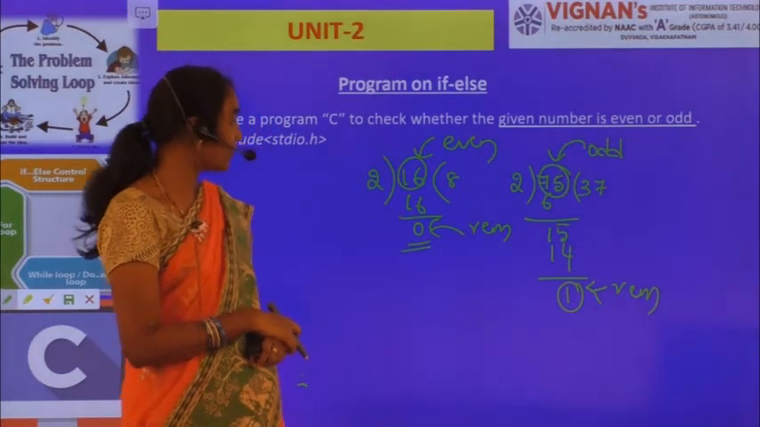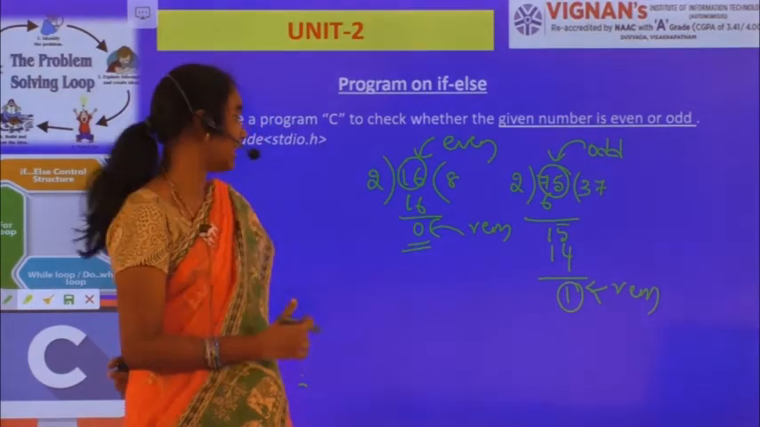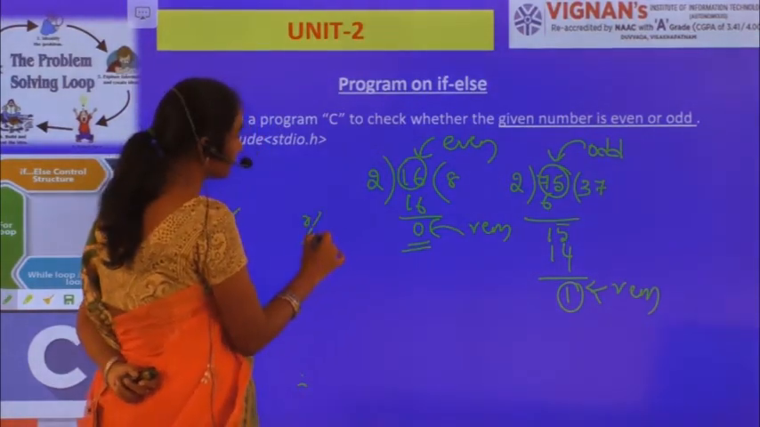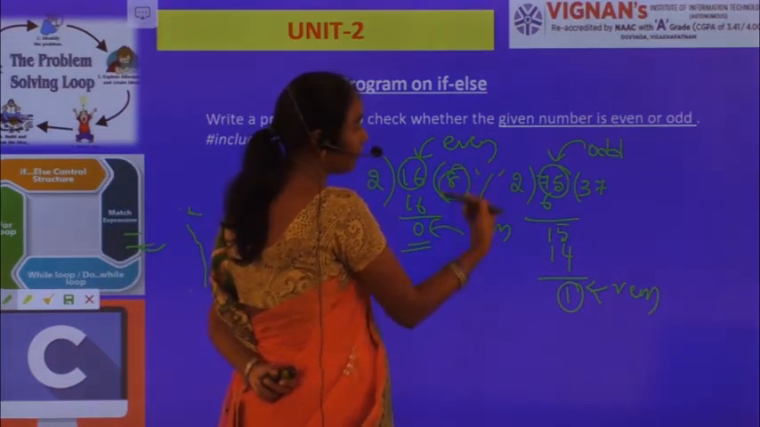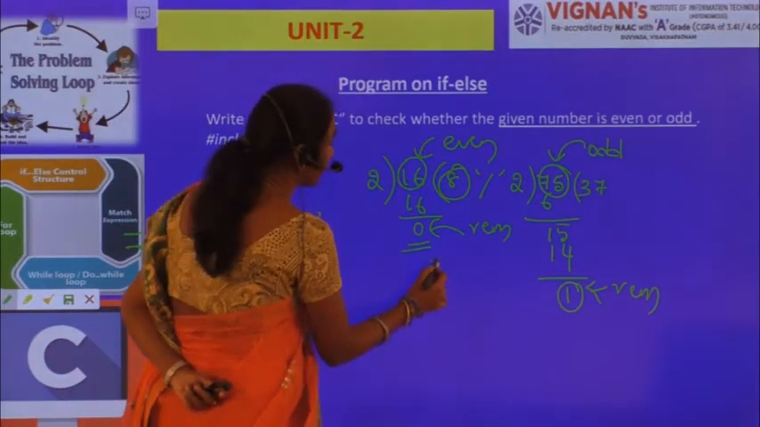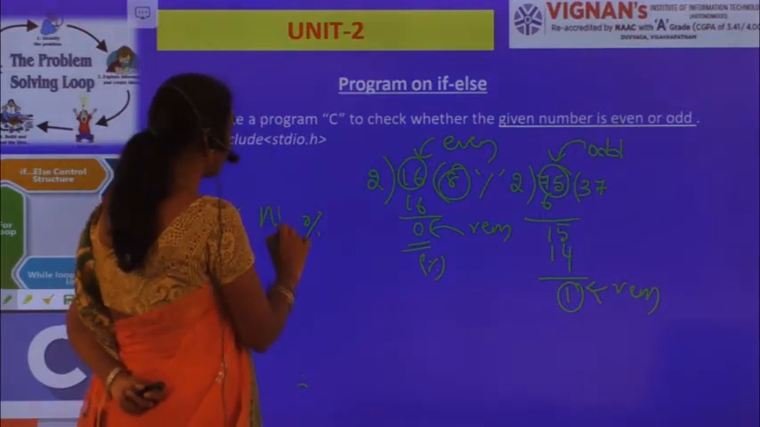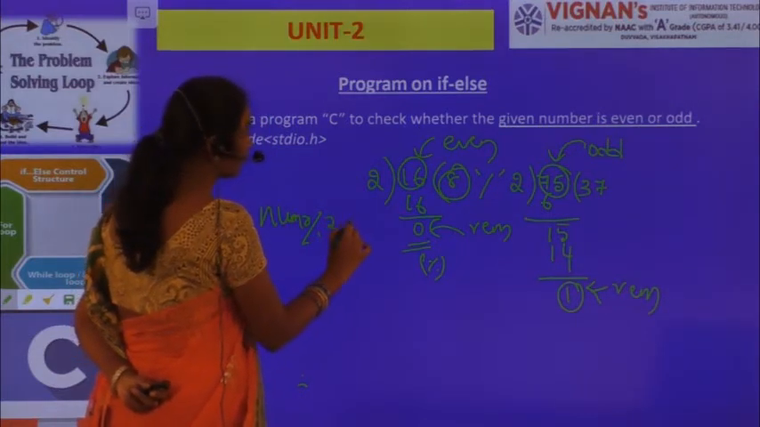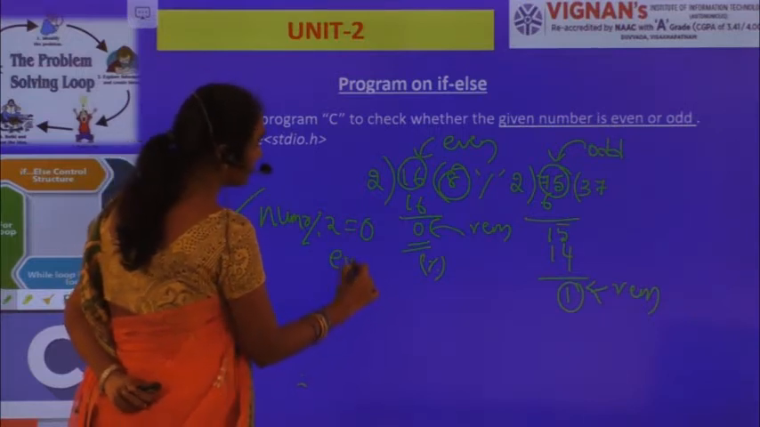So here to find this remainder, I have one operator in the C language, which is percent, right? If I want the quotient, I have to use the division operator. Whereas if I want the remainder, I have to use the percent operator. For example, given number percent 2 is equal to 0, then I can say that the given number is even.